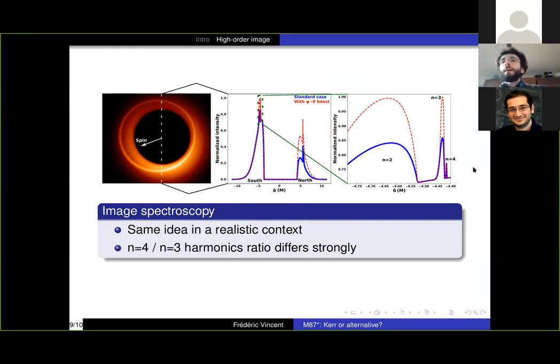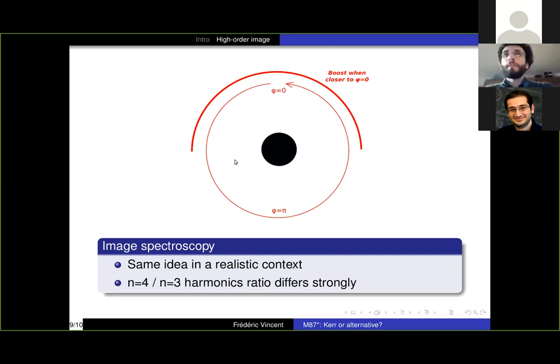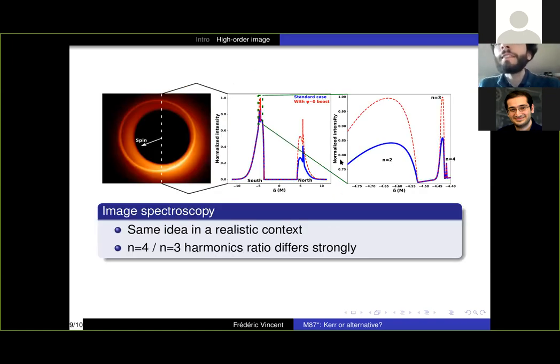So you see two curves. What do they mean? So the blue curve is just what I just said. I take a vertical cut in my image, and I just plot the intensity as a function of distance. The red curve is the same, but I change the emission by hand. And what I do is that I'm considering here the equatorial plane of the black hole. The black hole is here. The azimuthal phi angle is going from zero through pi to 2 pi in this direction. And what I say is that all parts of my accretion flow that are closer to phi equals zero than to phi equal pi, I boost their emission by a factor of two. So it means that my emission is no longer axisymmetric. And then what I get is this red line here.